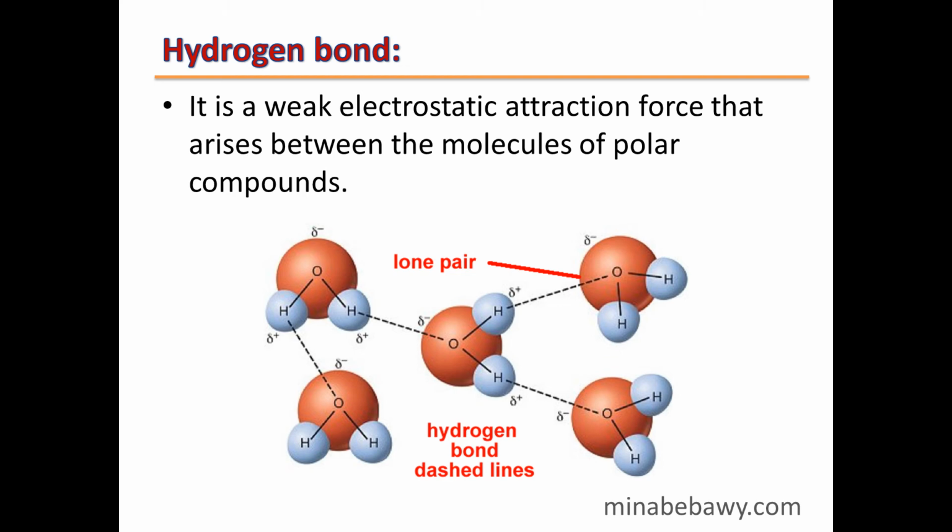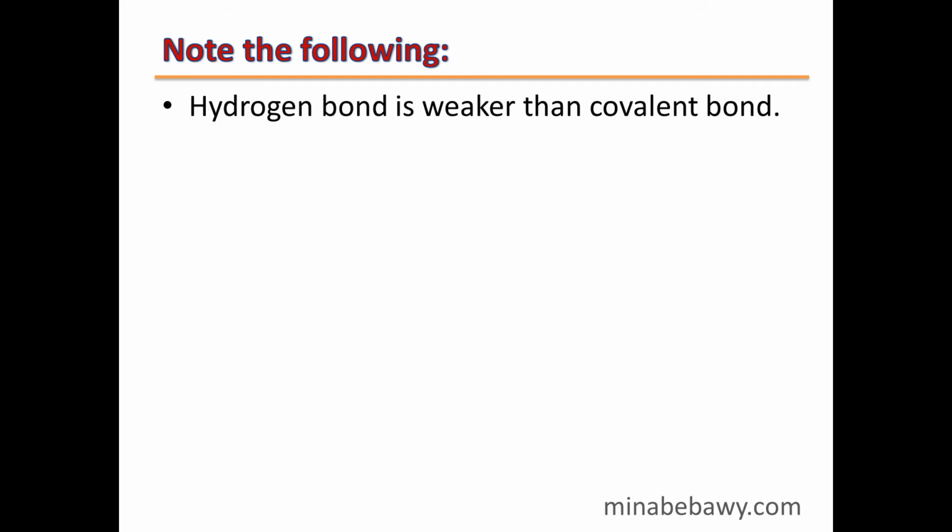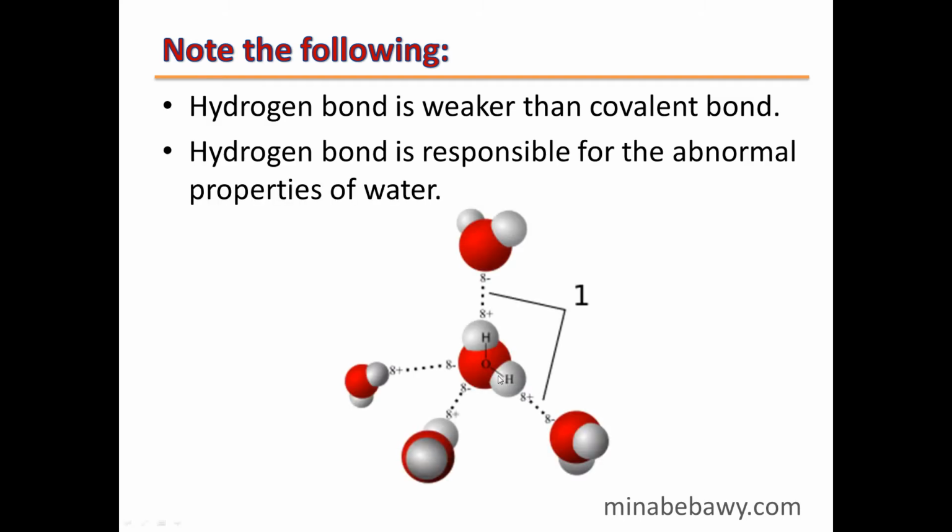What is meant by hydrogen bond? It is a weak electrostatic attraction force that arises between the molecules of polar compounds. And we know that water is a polar compound. Note the following. Hydrogen bond is weaker than covalent bond. This is the reason why a single covalent bond is represented by a solid line, while a hydrogen bond is represented by a dotted line, because a hydrogen bond is weaker than a covalent bond. Also, the hydrogen bond is responsible for the abnormal properties of water.